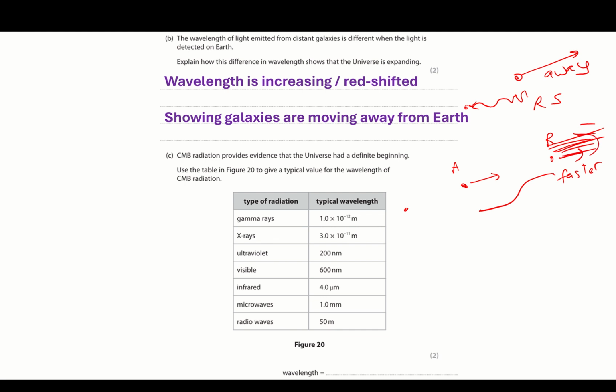There we go. Okay, cosmic background radiation provides evidence that the universe had a finite beginning. So this is the Big Bang. Use the table to give a typical value for the wavelength of CMB. So it's checking, do you know that the M stands for microwaves? Yes. Done. So cosmic background radiation, there we go, 1.0 millimeters.